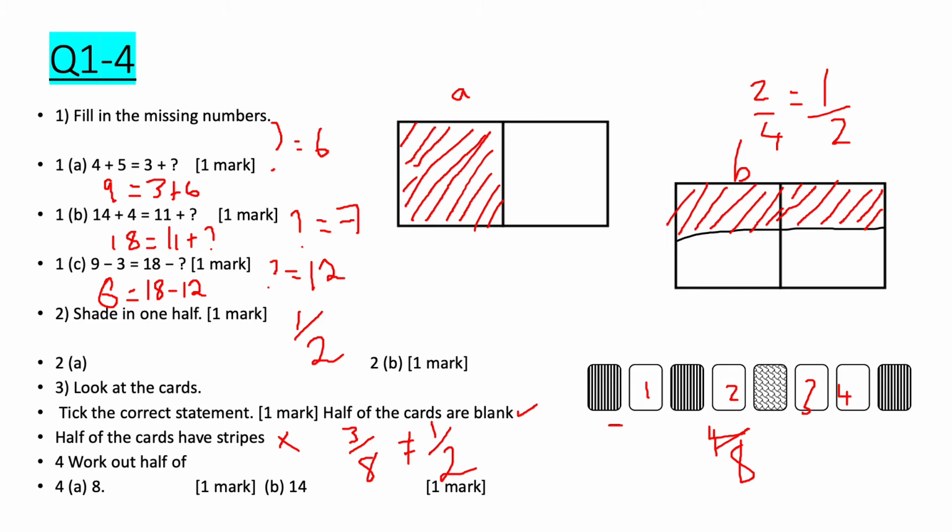Question number 4, work out 1/2 of 8. Well, 8 divided by 2 is 4, guys. So remember that 1/2 of something is the same as dividing it by 2. 1/2 of 14 is 7, because double 7 is equal to 14, guys.